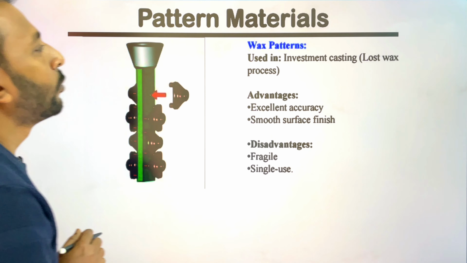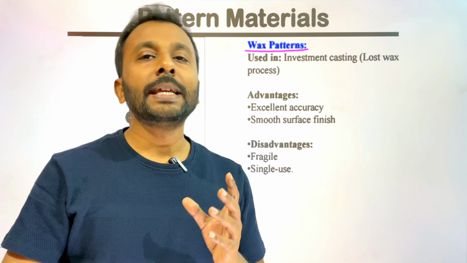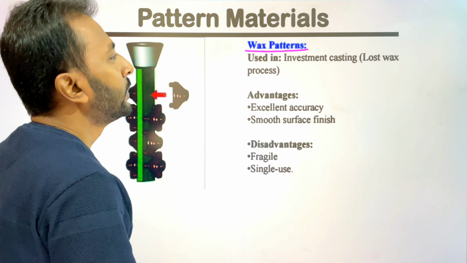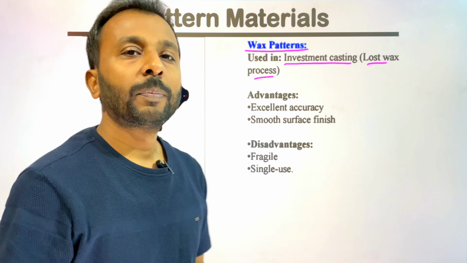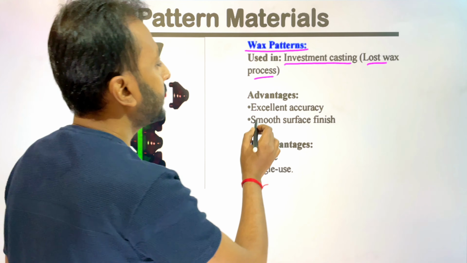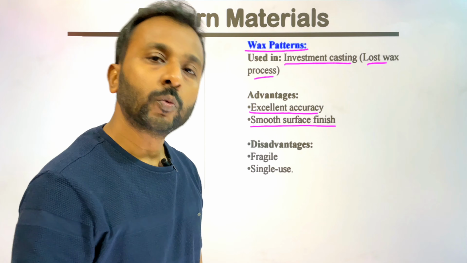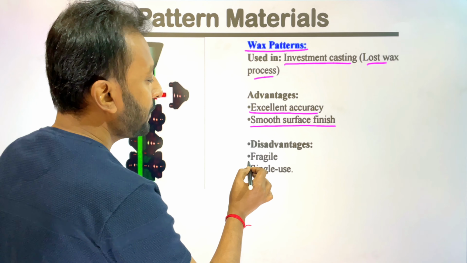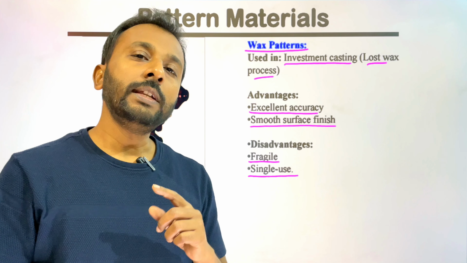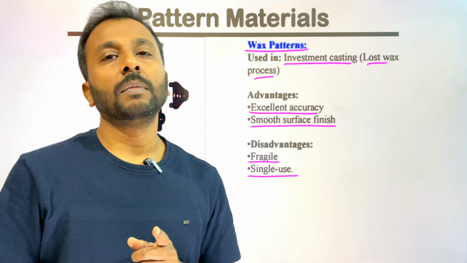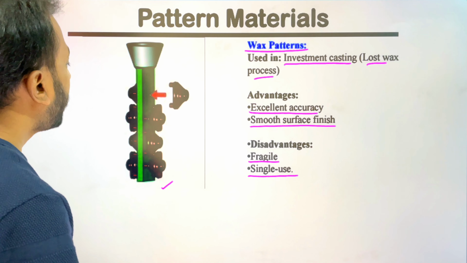The next one is the wax pattern. The material to create the pattern is wax. In investment casting, that is called lost wax casting, wax patterns are used. It has some advantages. It has excellent accuracy and the surface finish is very smooth, but it has some disadvantages also. It is very fragile and it is only intended for single use. I can only use the pattern for one molding process to create one casting. In this figure we can see a wax pattern.